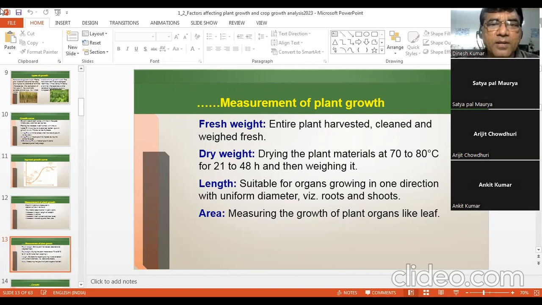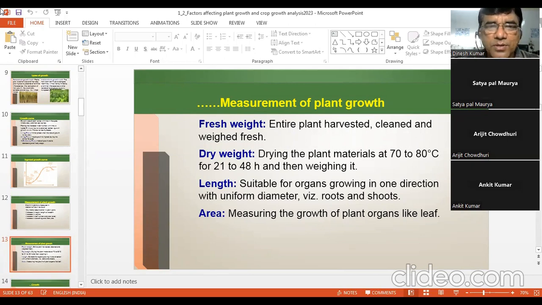You can cut the plant from the soil surface, above ground biomass. Dry weight is mostly for shoot. Sometimes you can take dry weight for root. If you are interested to know the root growth, you can take the dry weight of root or shoot.